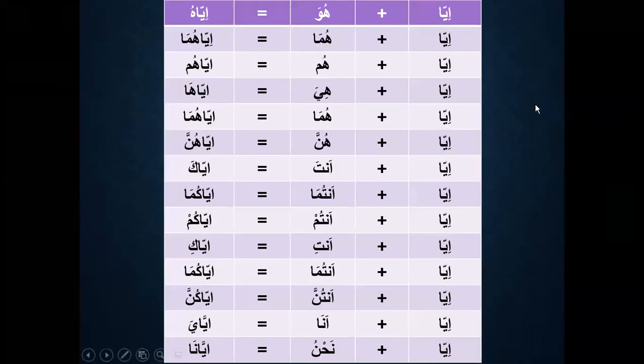And if you want to add iya, iya means specifically to you do we worship. There's some stress on that, and it is a mansub dhamir. So you say iya huwa becomes iyahu, and this is where we get iyaka na'budu, to you do we worship. Okay, iyahuma, iyahum, iyaha, iyahuma, iyahunna, iyaka, iyakuma, iyakum, iyaki, iyakuma, iyakunna, iyaya, iyana.